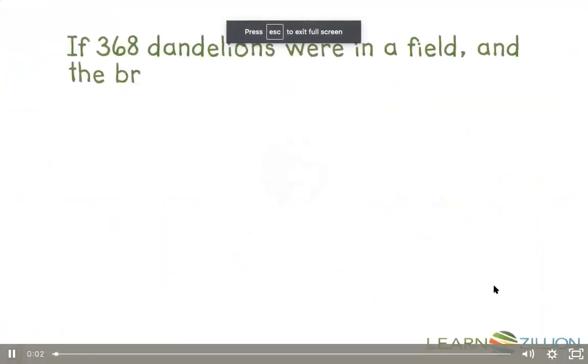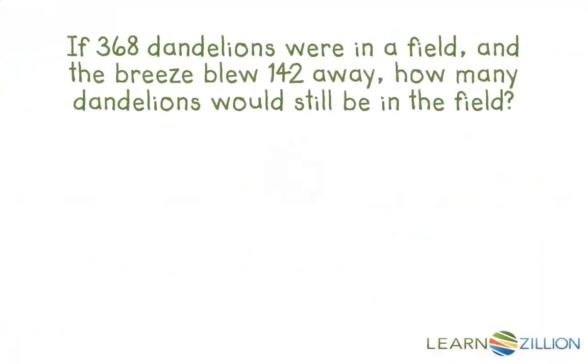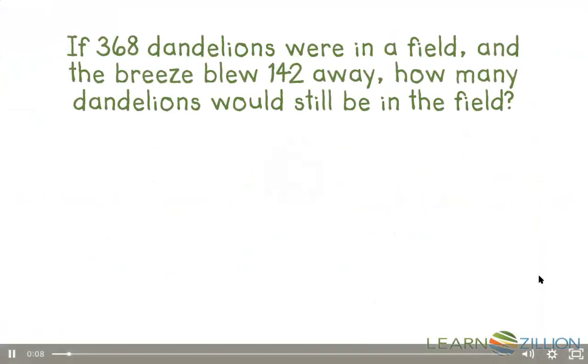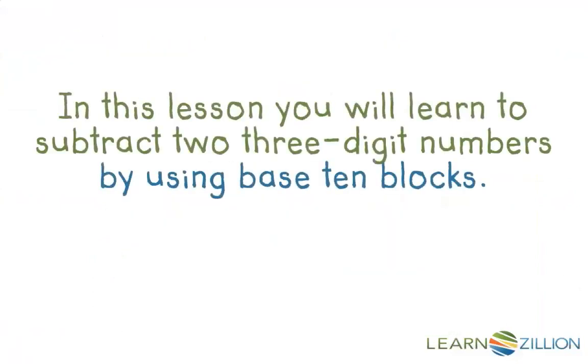If 368 dandelions were in a field, and the breeze blew 142 away, how many dandelions would still be in the field? In this lesson, you will learn to subtract 2 3-digit numbers by using base 10 blocks.